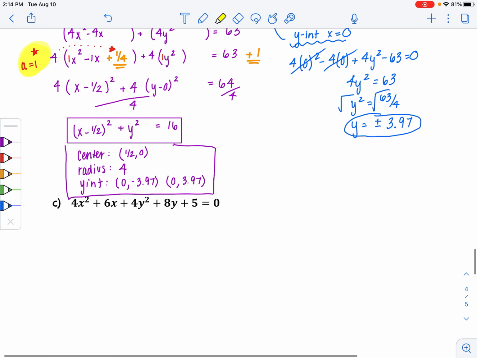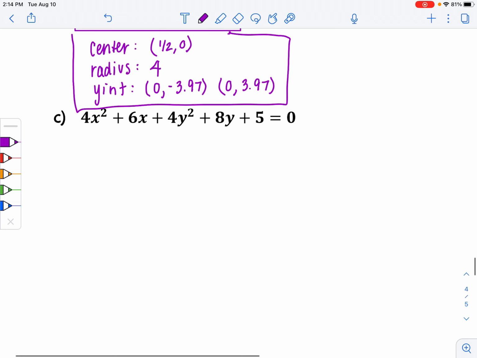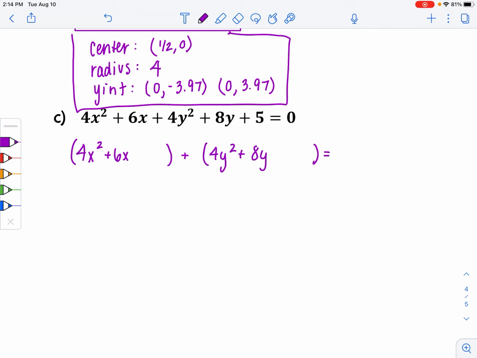Okay. One final one. We can do it. If you want to pause the video and try it on your own, go for it. This is one final complete the square example. Let's put our x's together. Put our y's together. And move over that 5.